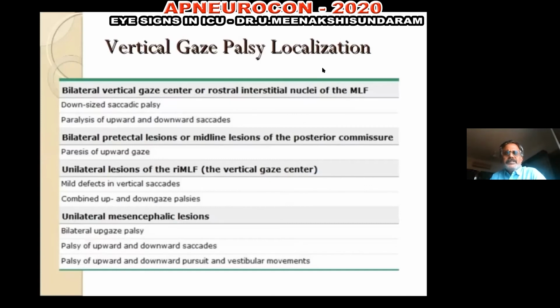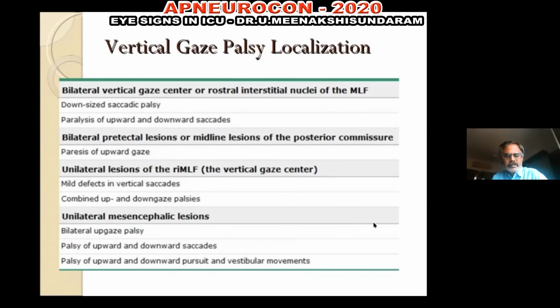So when a patient presents with vertical gaze palsy, the localization: with a bilateral vertical gaze center or riMLF lesion, there is going to be paralysis of both upward and downward saccades. With bilateral pretectal lesions or midline lesions of the posterior commissure, there is paralysis of only upward gaze. Remember that posterior commissure. With unilateral lesions of the riMLF, which is the vertical gaze center, there are mild defects in vertical saccades, combined up and down gaze palsies.